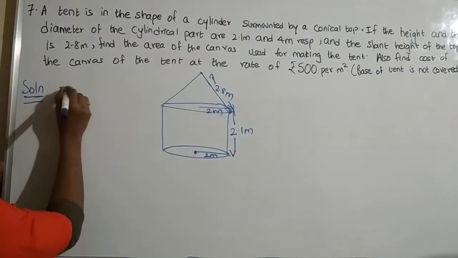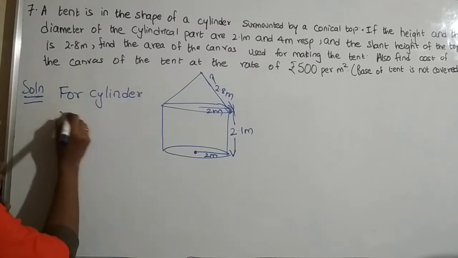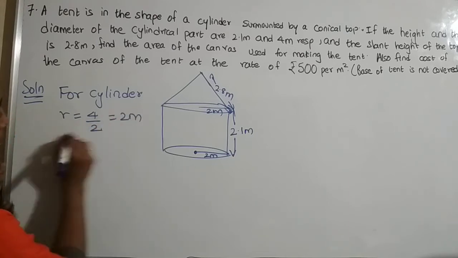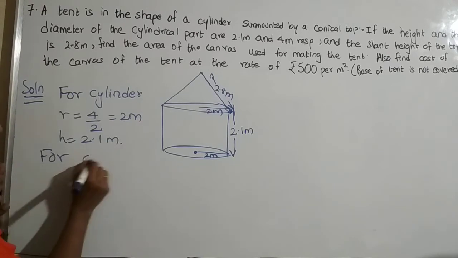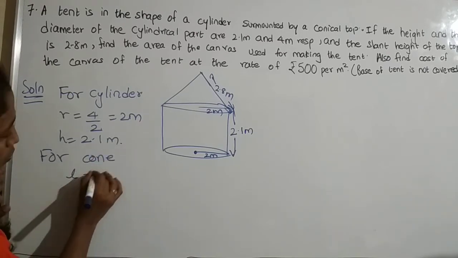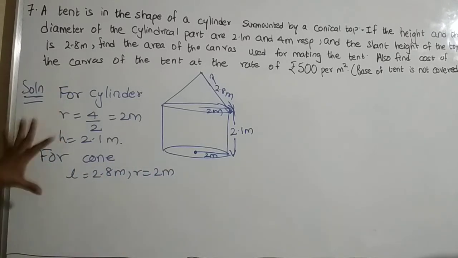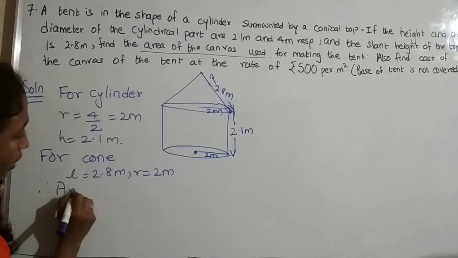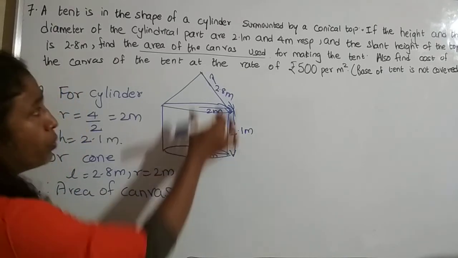So while jotting down, we will just write for cylinder, and for cylinder we have R as 4 upon 2, that is 2 meter. It was given. H is 2.1 meter. For cone we know L is given as 2.8 meter and R is 2 meter. So we have jotted down what we require for cylinder and for cone. Next we start. Let us find the area of the canvas. So here we write, therefore area of canvas. So we will write together. Again I can take common because R is same.